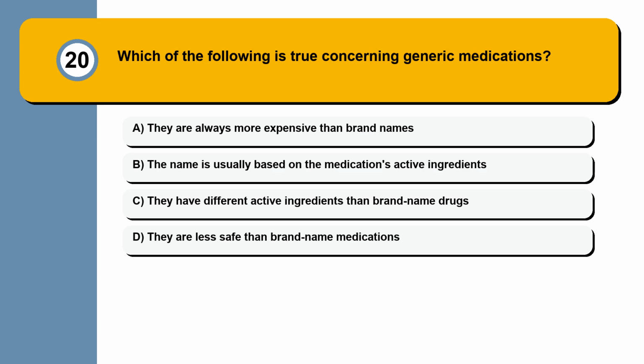Question 20. Which of the following is true concerning generic medications? They are always more expensive than brand names. The name is usually based on the medication's active ingredients. They have different active ingredients than brand name drugs. They are less safe than brand name medications.